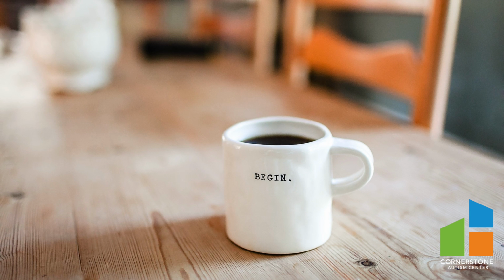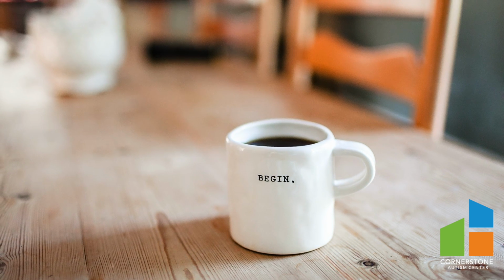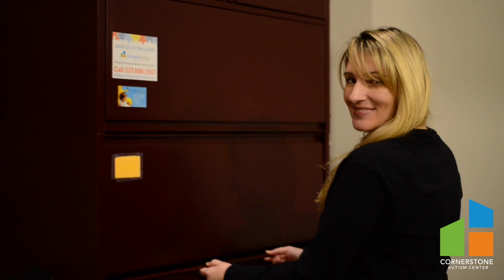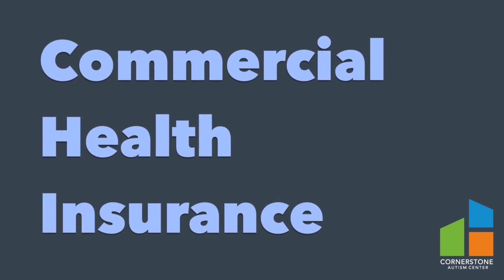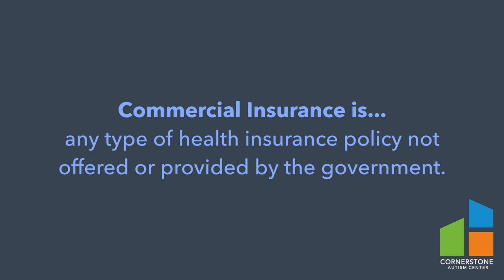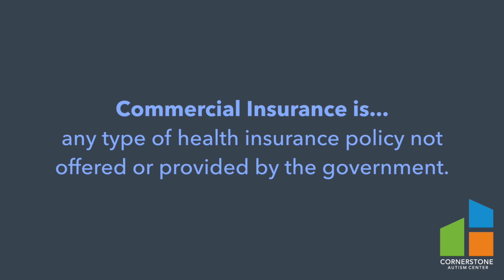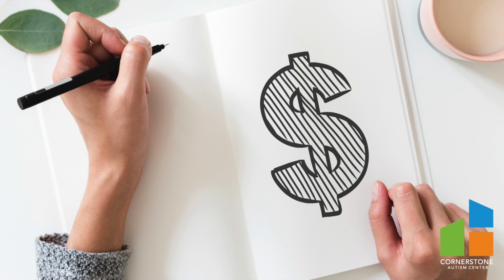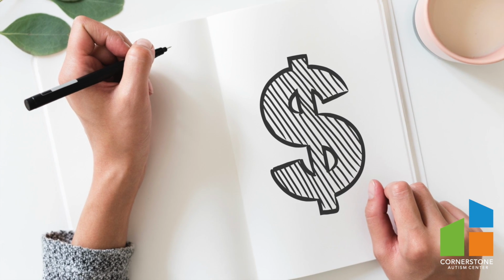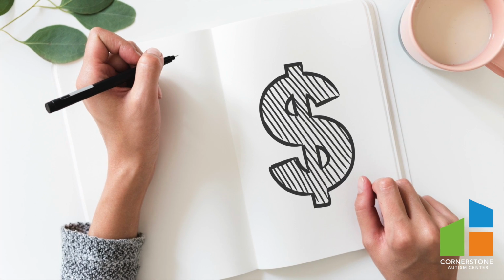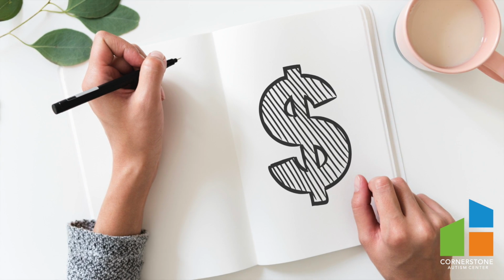Today's presentation will help shed light on some of the terminology used by the insurance industry so that you can understand documents and correspondence from your providers and insurance companies. Today's webinar focuses on aspects of commercial health insurance. Commercial insurance is any type of health insurance policy not offered or provided by the government. These insurance policies can be purchased by an individual or they can come through your employer. Medicare and Medicaid are not commercial insurances.